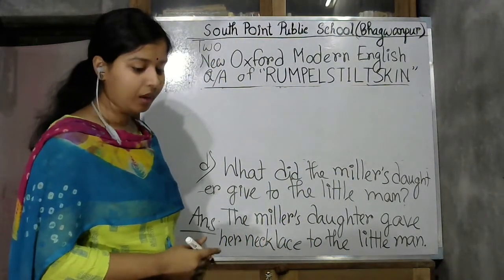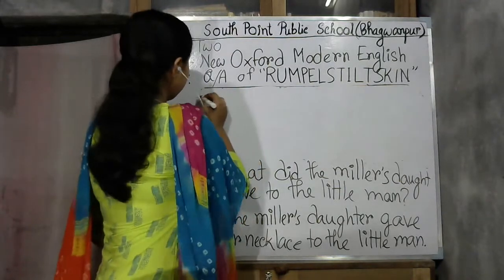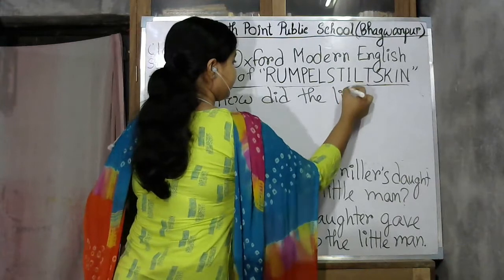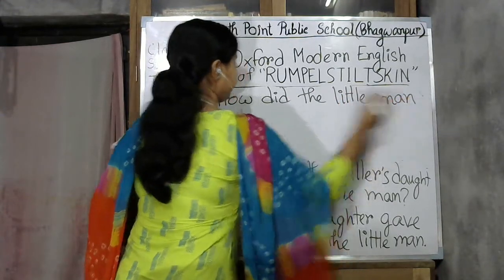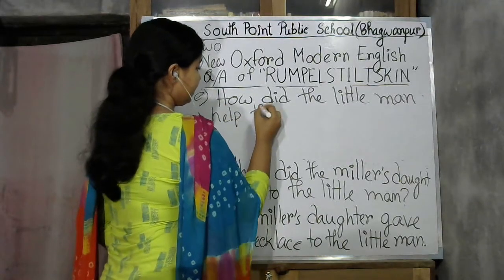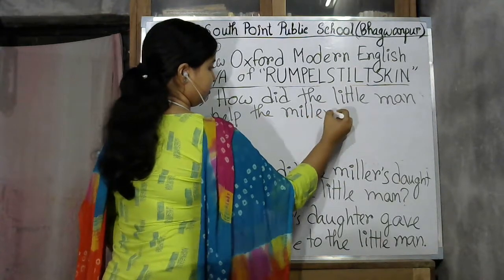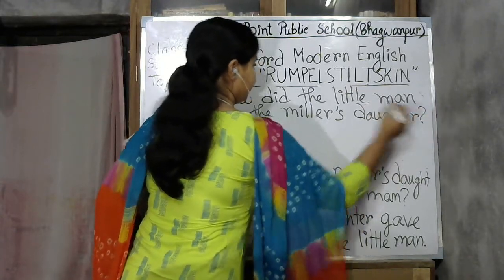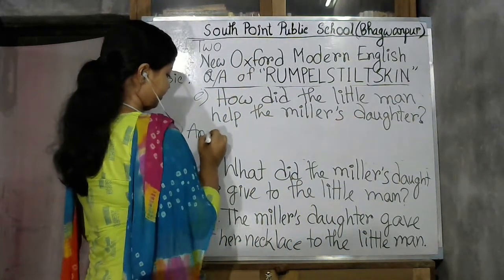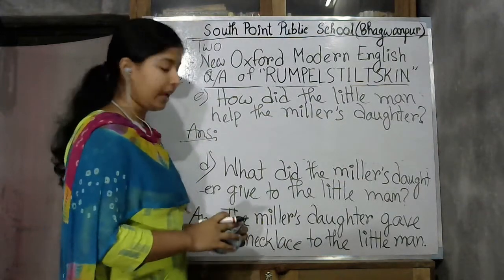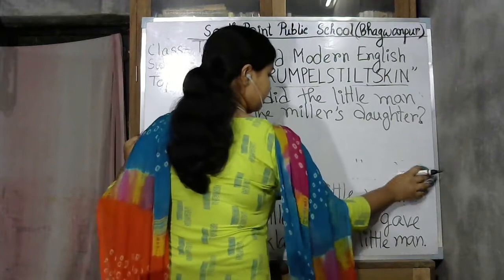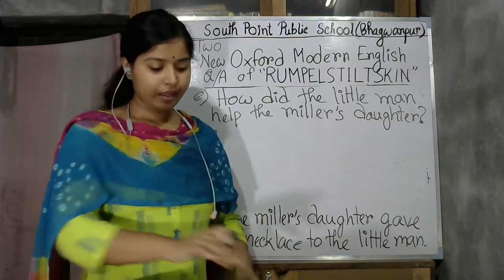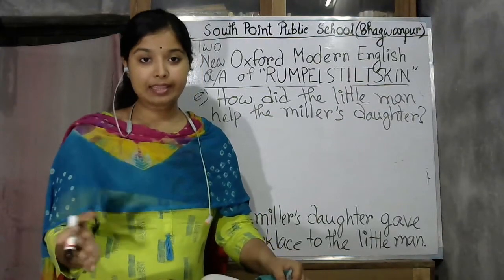Next, question number E. How did the little man help the miller's daughter? How did he help? Can you tell? I am hoping you know this question also. How did the little man help the miller's daughter? He helped by spinning the straw into gold.